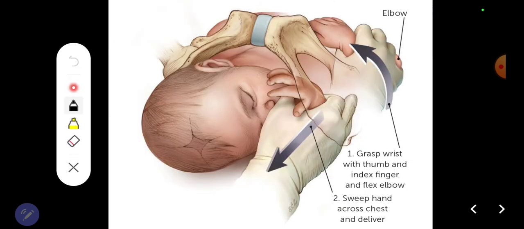This is a demonstration of posterior arm removal, avoiding unwanted fracture and dislocation. Insert two fingers along the humerus of the fetus and press on the antecubital fossa. Then raise the antecubital fossa and press it. When pressed, the antecubital fossa will produce flexion of the elbow. To maintain this flexion, grasp the wrist with the index and middle finger and deliver the hand across the chest.